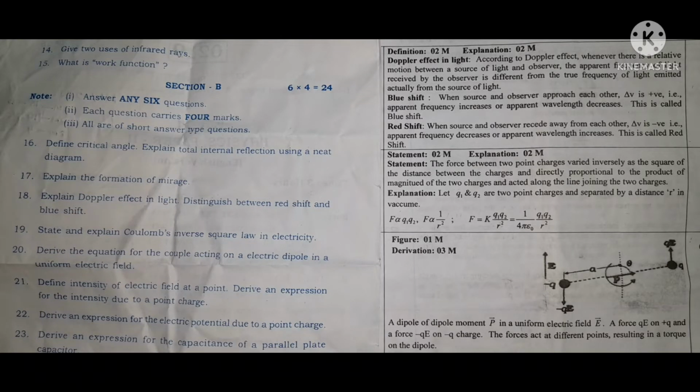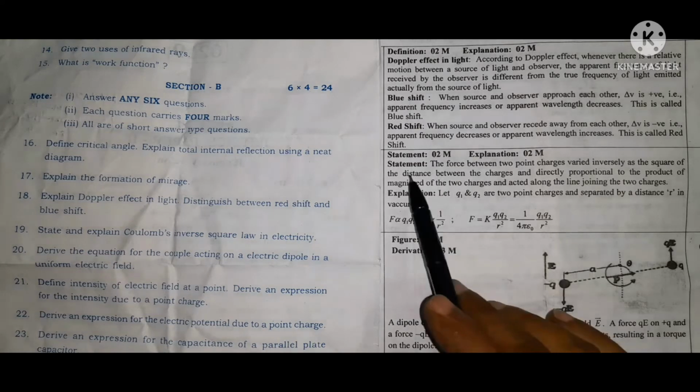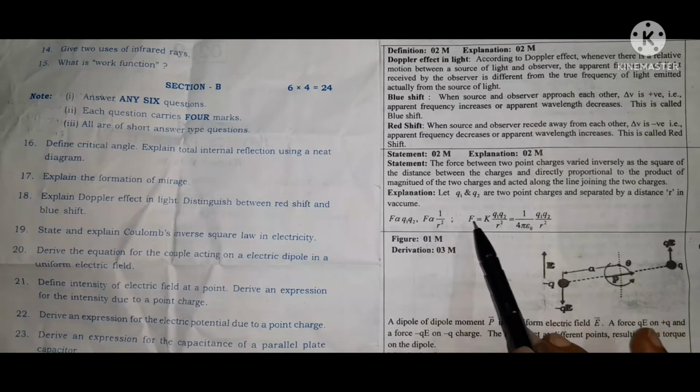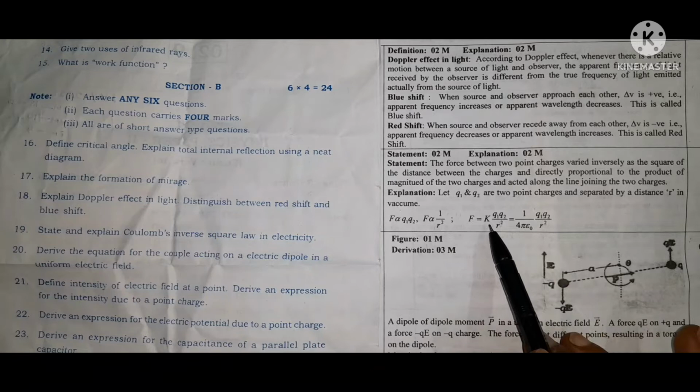Okay. Next, question number 19. State and explain Coulomb's inverse square law in electricity. Simple. Statement will be 2 marks, explanation will be 2 marks. That means explanation includes these values. If possible, you better write the value of k also.